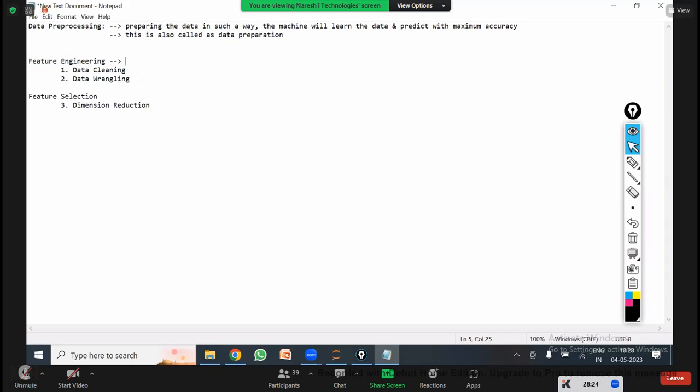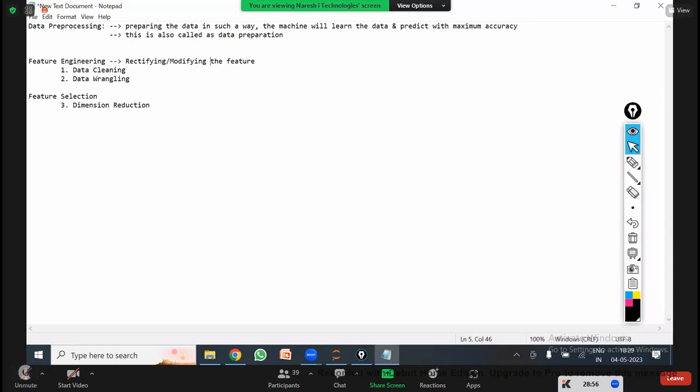What is meant by feature engineering? Means engineering the feature. Generally, students will give an answer like this, right? What is meant by feature engineering means feature engineering. So what is meant by engineering the feature? The meaning of that is rectifying the feature. Rectifying or modifying the feature.